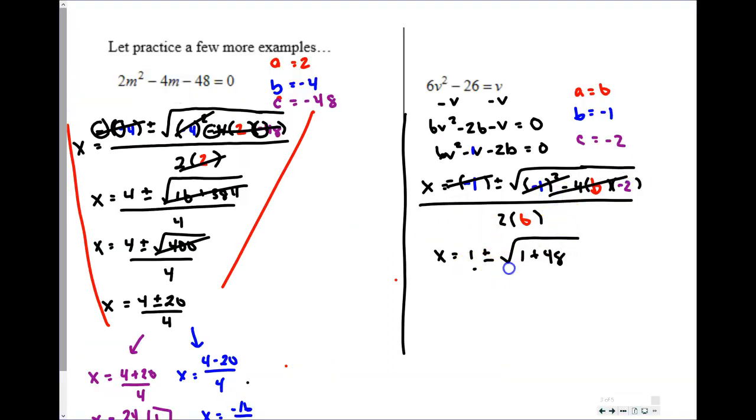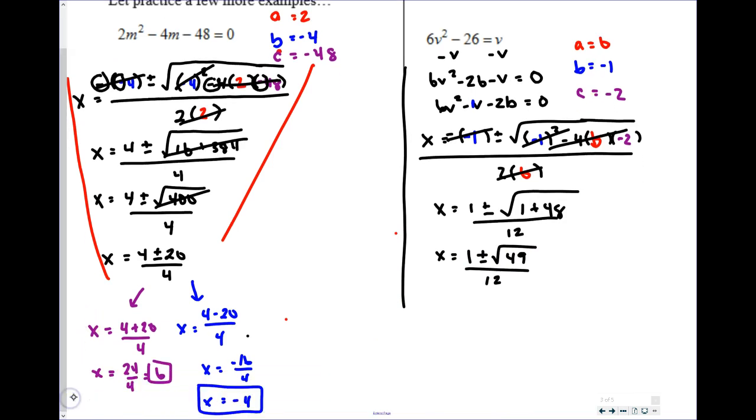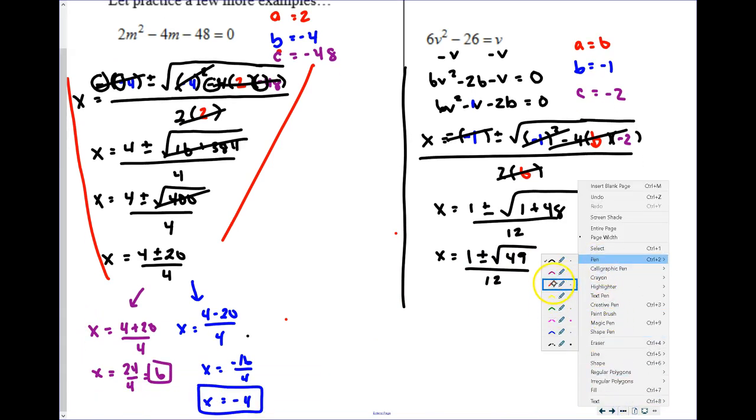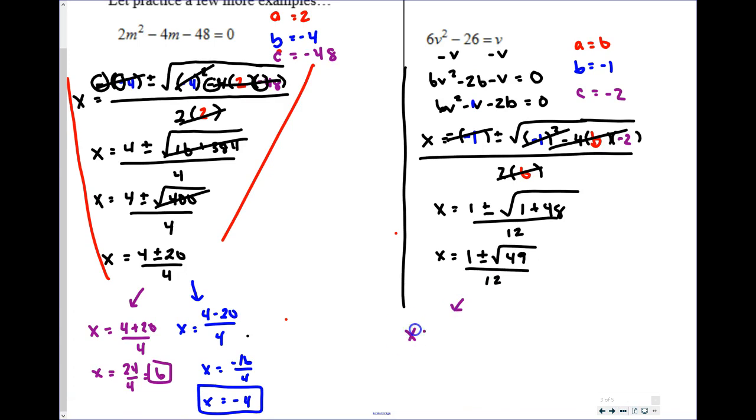Takes care of that, all over 12, because 2 times 6 is 12. Keep going, x equals 1 plus or minus the square root of 49 over 12. Now I'm going to get two different solutions, right? I'm going to split it up here to save some time. So the first solution is going to be x equals 1 plus 7, because the square root of 49 is 7, over 12. So x is going to give me 8 over 12, which gives me 1/4.